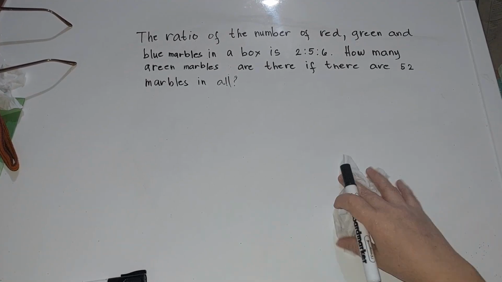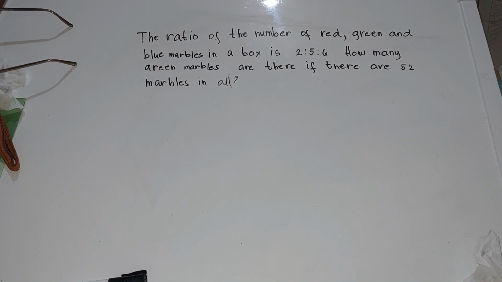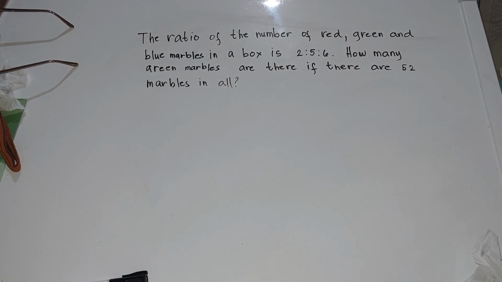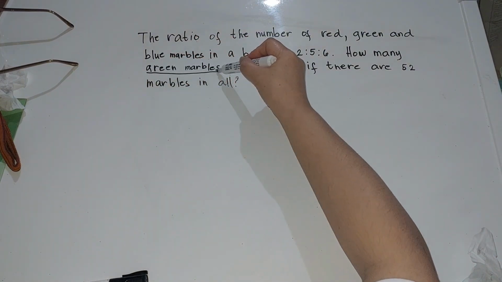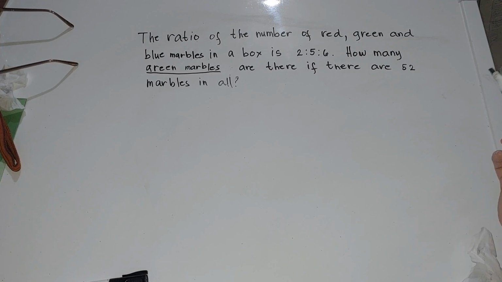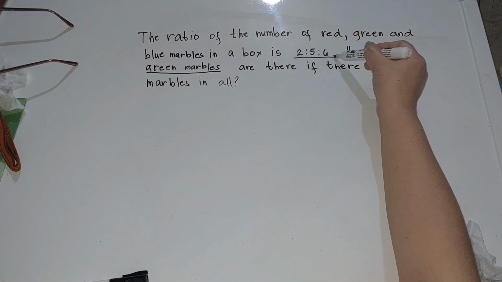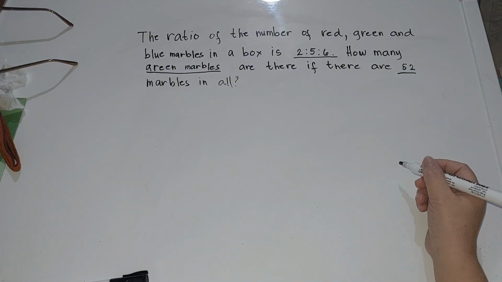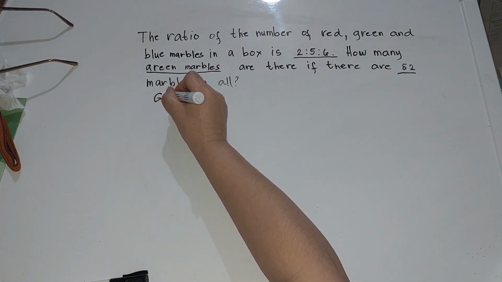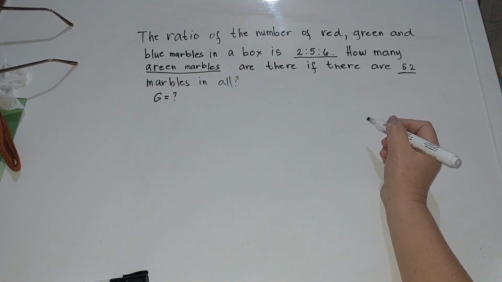Okay, let's solve the last problem. The ratio of the number of red, green, and blue marbles in a box is 2:5:6. How many green marbles are there if there are 52 marbles in all? So what is asked here is green marbles. And what is given? The ratio 2:5:6 and the total, which is 52. So we will solve for G, green marbles.